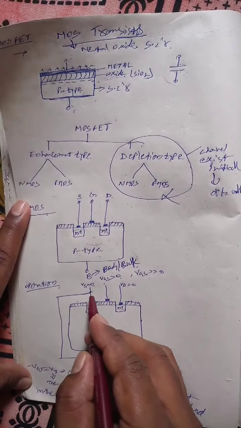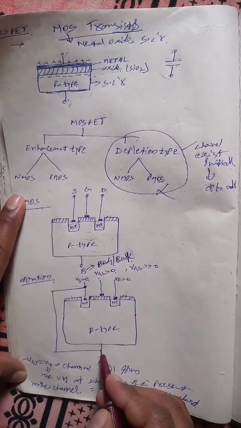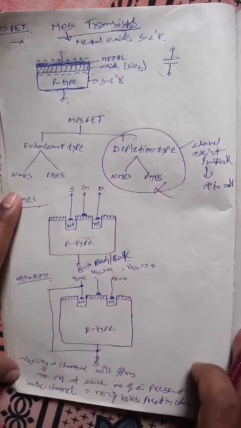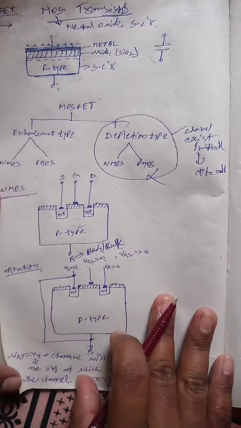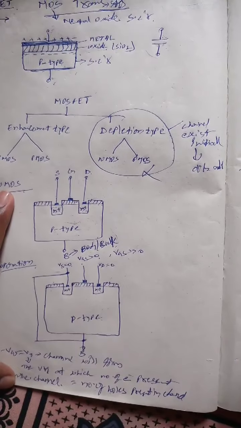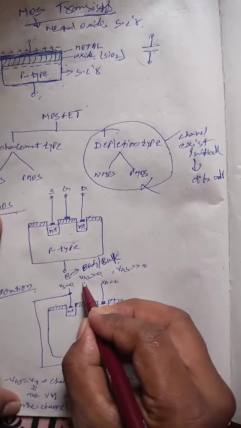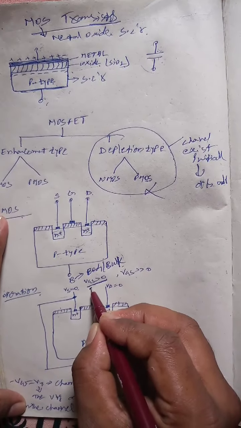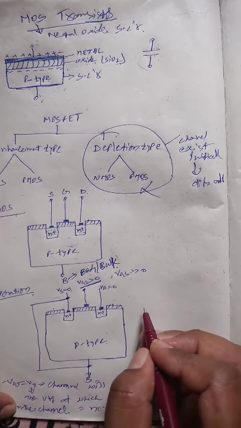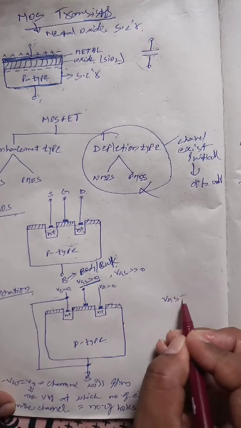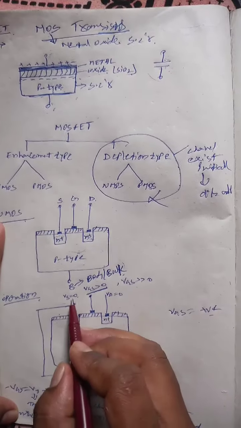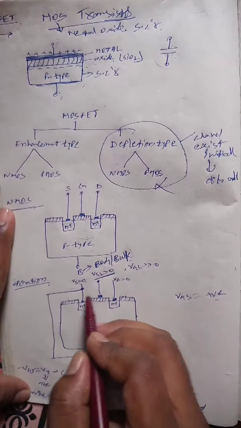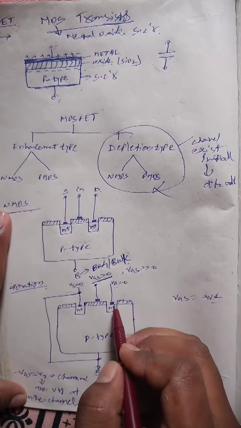So here is the source terminal and here is the bulk or body terminal. These two are going to be shorted. So in this first case, we are going to send the input gate voltage. Here the gate voltage is greater than 0, that means VGS will be a positive voltage, and VS, that means source voltage, will be 0 and drain voltage will be 0.